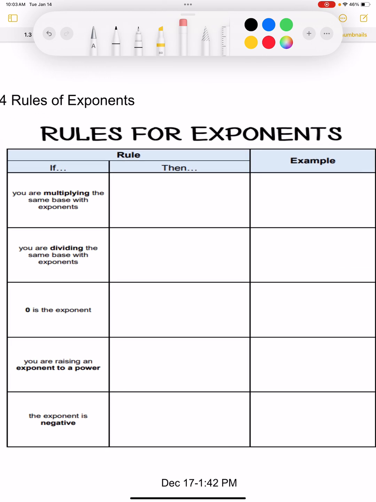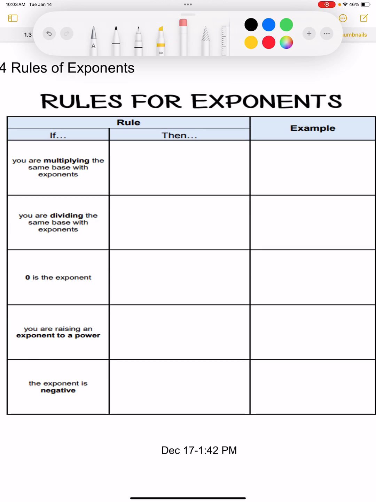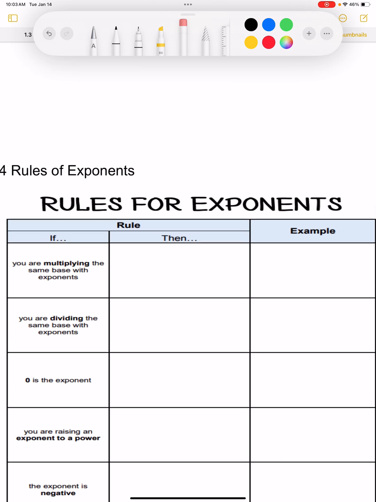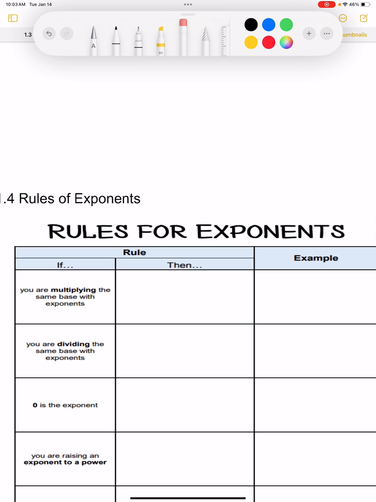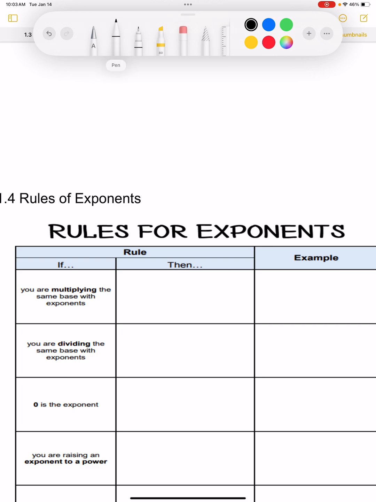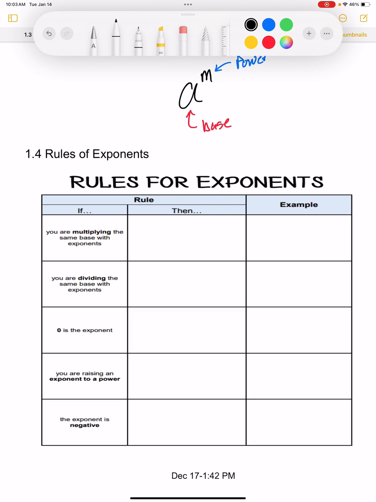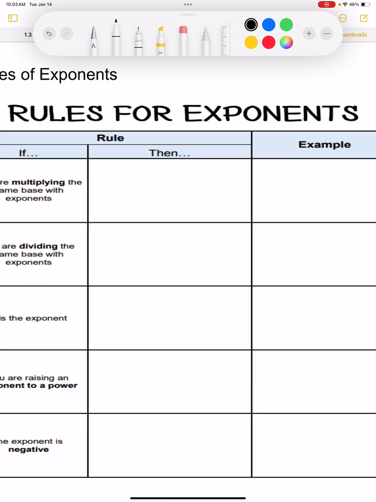So, rules of exponents. First let me make sure you're clear on this. Let's say we have a to the m power. This is called, a is called your base, and then m would be called your power. That's probably all we're going to need to understand this. There's more to it, but I'm not sure if you need all that yet.